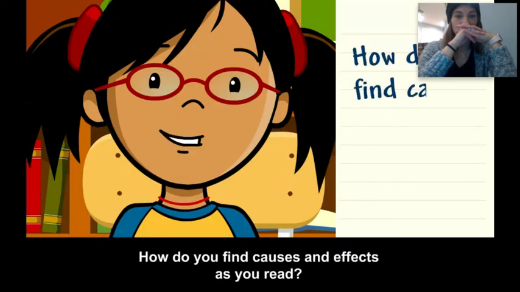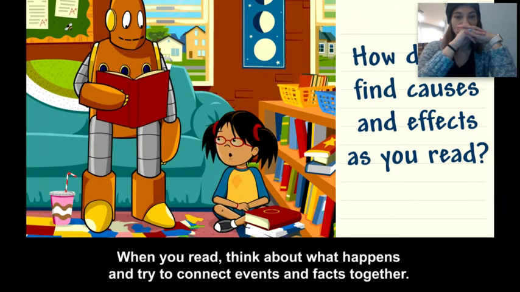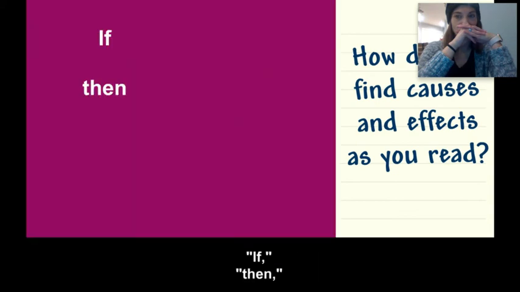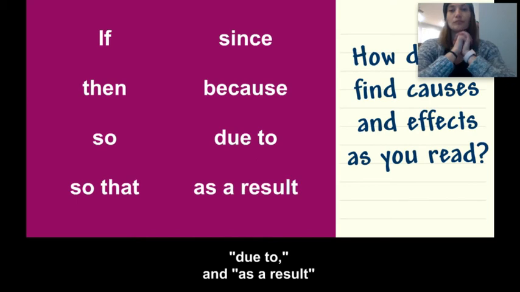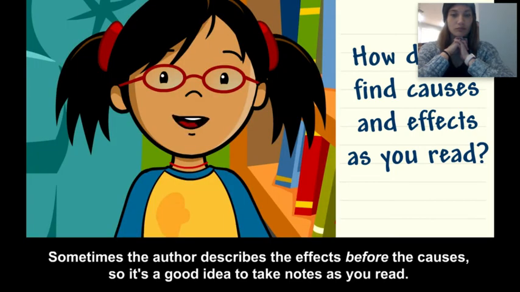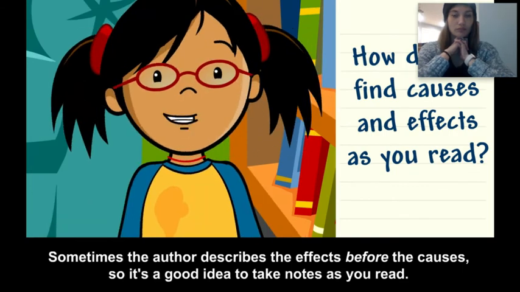How do you find causes and effects as you read? When you read, think about what happens and try to connect events and facts together. Look for special words that give clues about causes and effects. If, then, so that, since, because, due to, and as a result, all give clues about causes and effects. Sometimes the author describes the effects before the causes, so it's a good idea to take notes as you read.